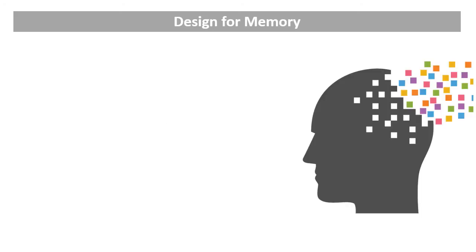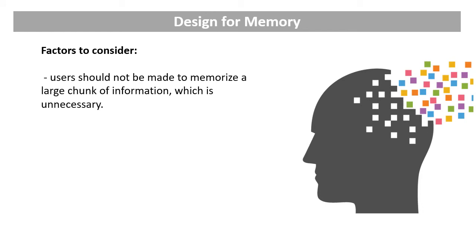Moving on, let's see design for memory. Let's see what the factors to consider are. The first factor is that users should not be made to memorize a very large chunk of unnecessary information. Users should only be required to memorize the piece of information which is necessary, and even necessary information should be smaller in size. For example, it can be at max a 4-digit password or things like that.